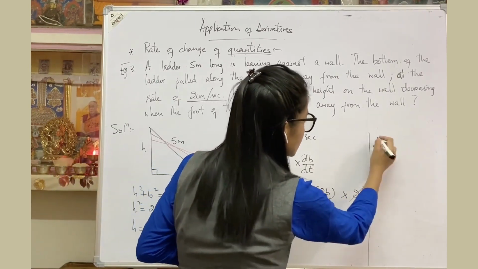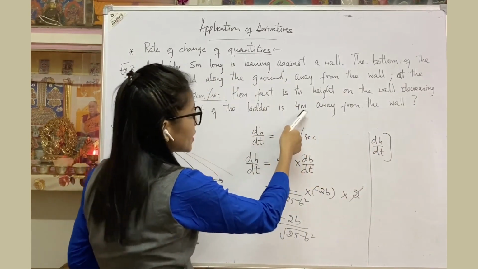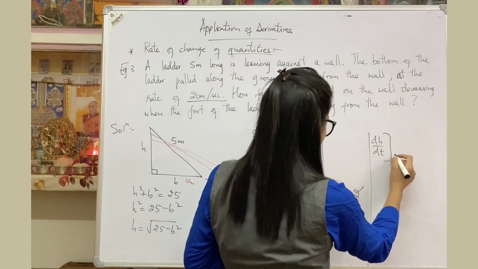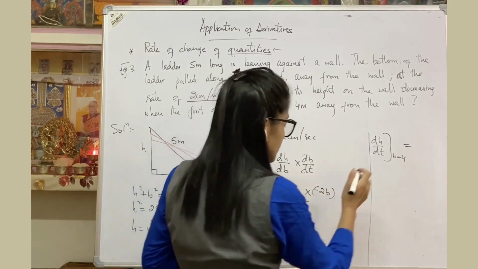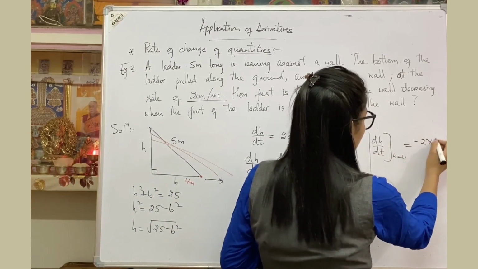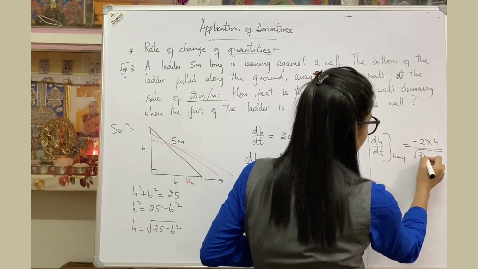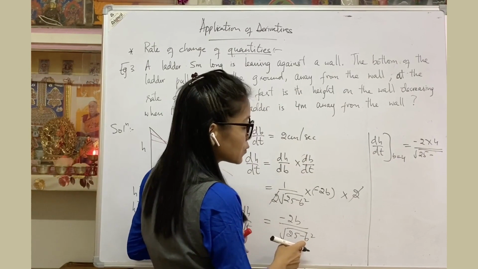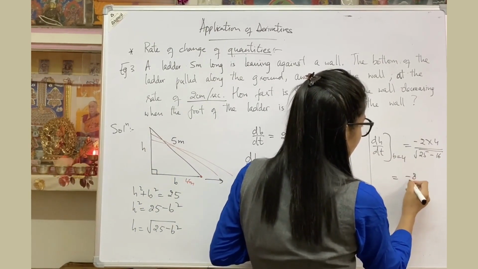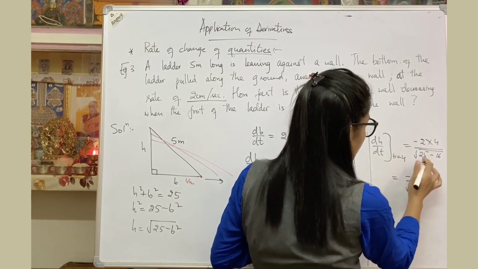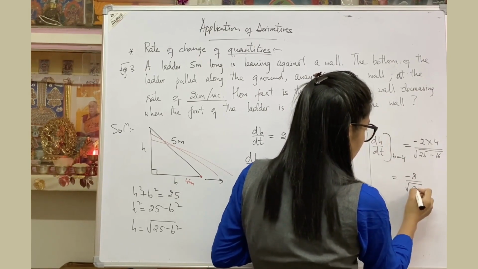Okay, so now we will write here dh by dt. Now we are asked to find out when it is 4 meter away. So that is b equals 4. So that is equals to negative 2 into 4, whole divided by square root of 25 minus b square. So 4 square is 16. So this is equals to negative 8 whole divided by square root of 25 minus 16, which is 9. So that is 3.